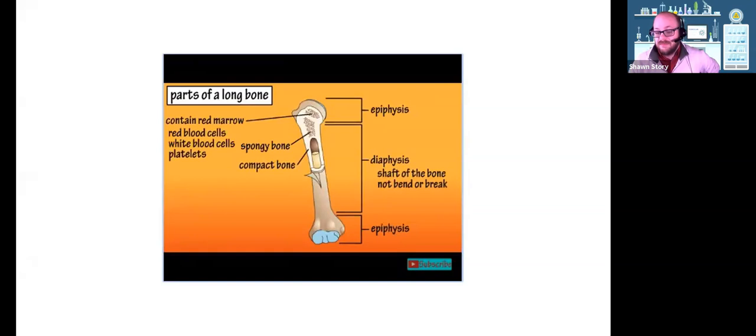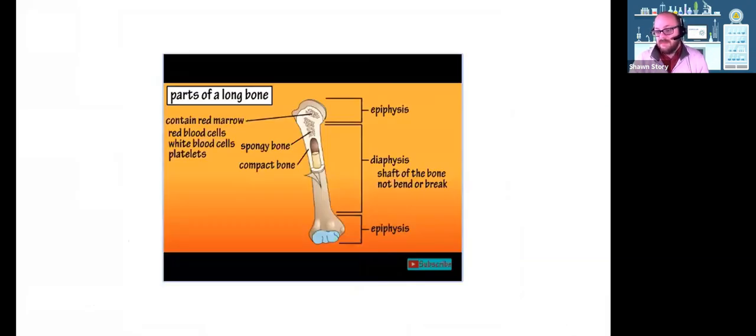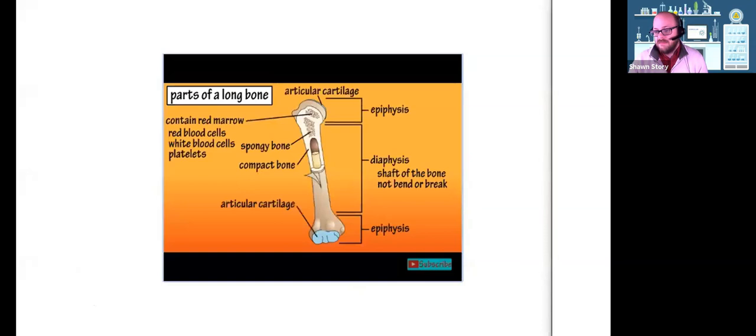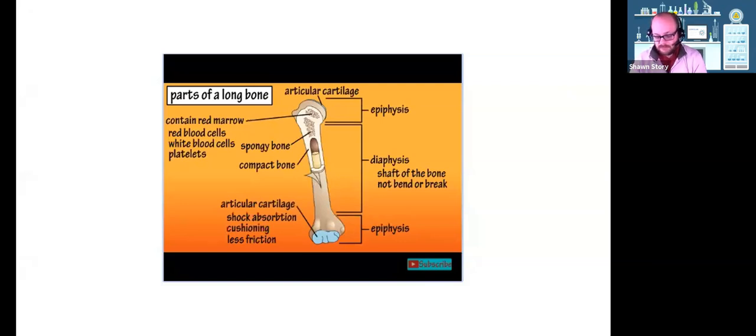You can see at the epiphysis the bone widens out. This is so a joint can be formed with another bone. By the widening out of these bone ends, a larger surface area is created, providing for better joint stability. Where bones come together to form joints is a smooth tissue called articular cartilage. It provides shock absorption, cushioning, and minimizes friction as bones move. Because articular cartilage has a poor blood supply, it does not heal very well once it's been damaged.